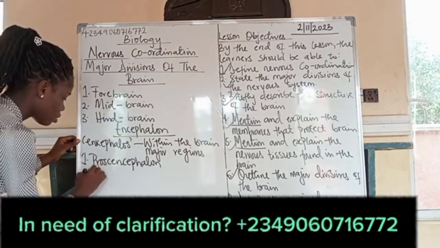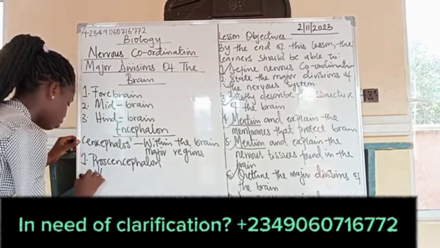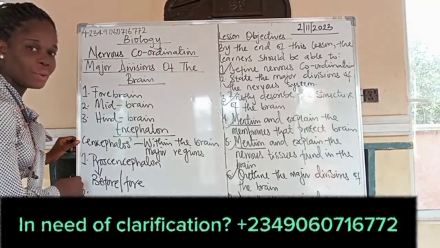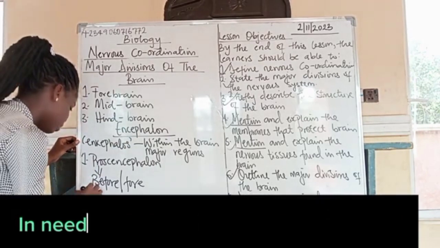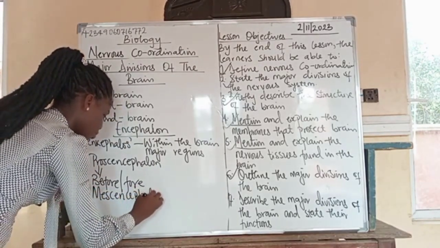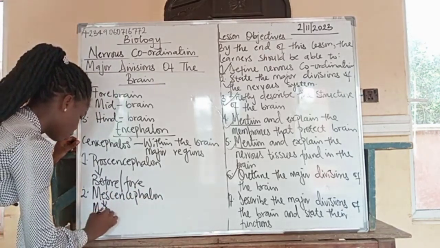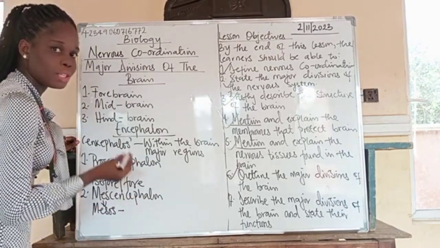The word pros means before or for. The second word is mesencephalon. We have the word mesos, which means middle or mid.